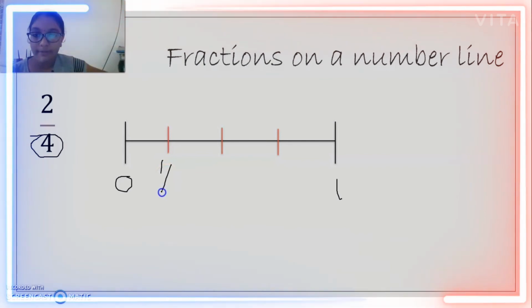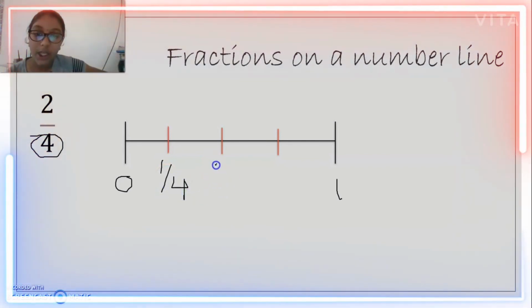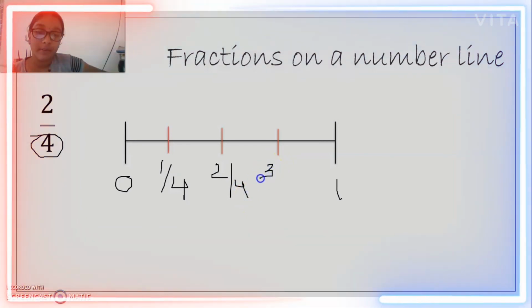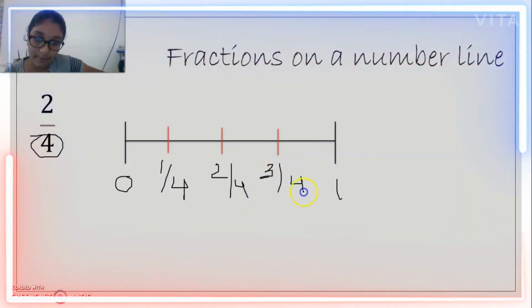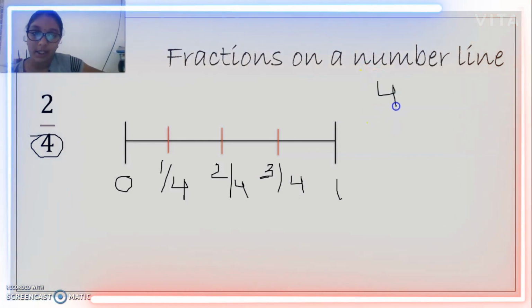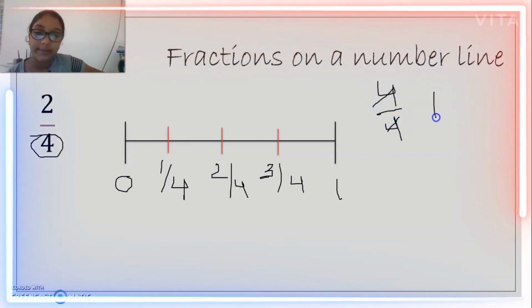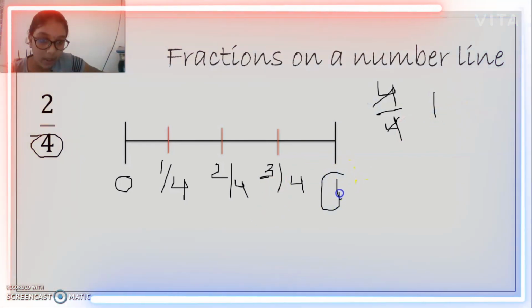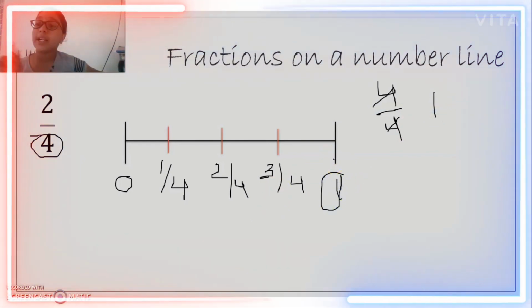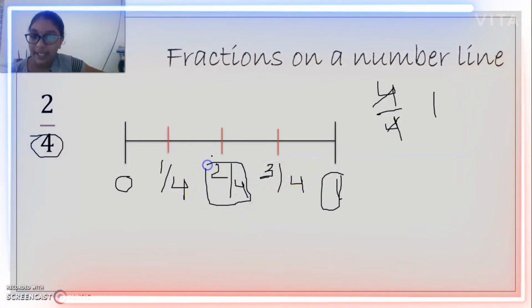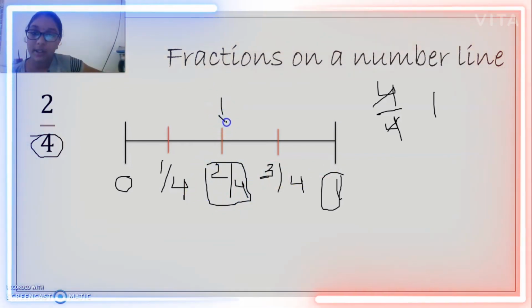Start writing 1 by 4, 2 by 4, 3 by 4 and 4 by 4. I have already told you that 4 by 4, 4 and 4 get cancelled. Nothing but 1. So here we have our 1. Now they're asking us to mark 2 by 4. So here is our 2 by 4. So you mark it over here.